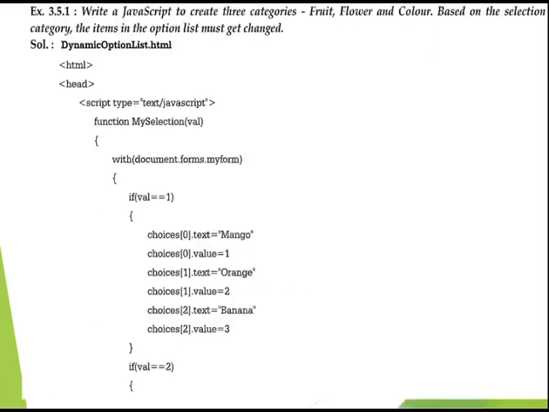Okay, let's see the code. First is your HTML tag, then your head tag, then your script tag. So function mySelection, in brackets, we have passed one argument to the function as val. With document, inside the circular bracket, you will write document.forms.